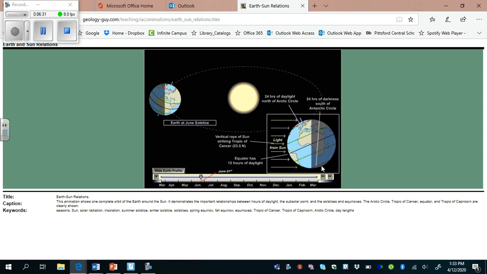Look to the South Pole on this date. This is June 21st, so it's summer in the Northern Hemisphere, but it's winter in the Southern Hemisphere. Everything's flipped. Notice that the South Pole is rotating in and out of darkness. It's 100% consumed by darkness, 24 hours of darkness. So let's continue. That's the first day of summer.